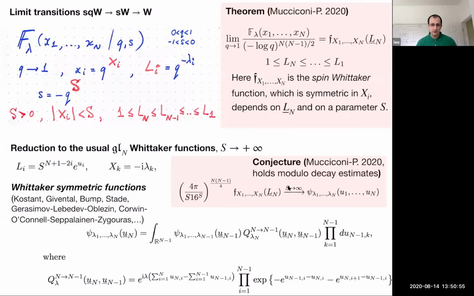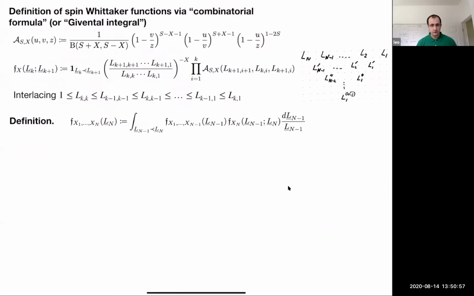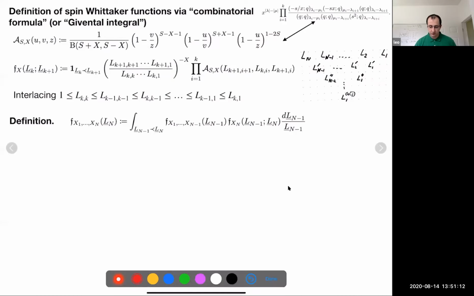So the spin Whittaker functions admit basically similar properties to the Whittaker functions. Namely, they have integral representations over interlacing arrays, and this is a remnant of the definition of the functions, the definitions of the functions according to vertex models.